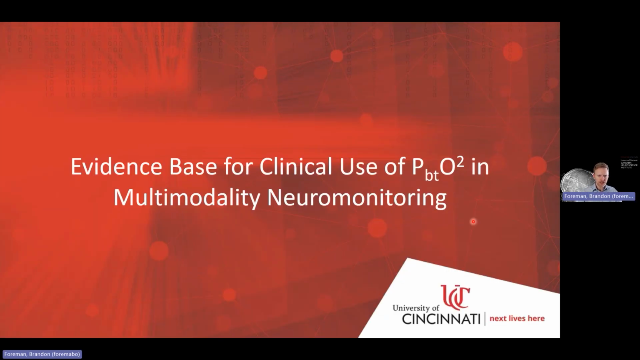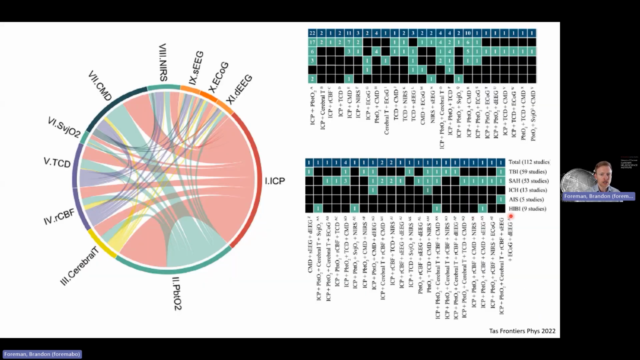So if it all makes sense so far, you might expect that if we use brain tissue oxygen as part of clinical care and multimodality neuromonitoring, it should help our patients, right? And what's the evidence for that? Well, there have been a number of studies looking at multimodality monitoring, sort of writ large. 43, in fact, use more than one modality in patients with traumatic brain injury specifically. You can see down here, this is the studies incorporating pbtO2.